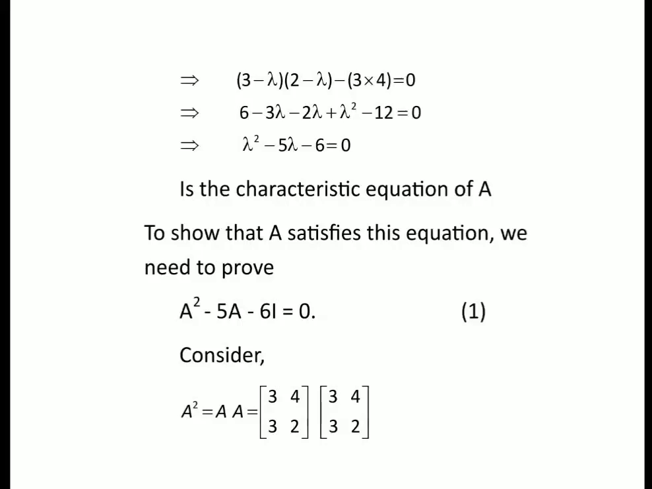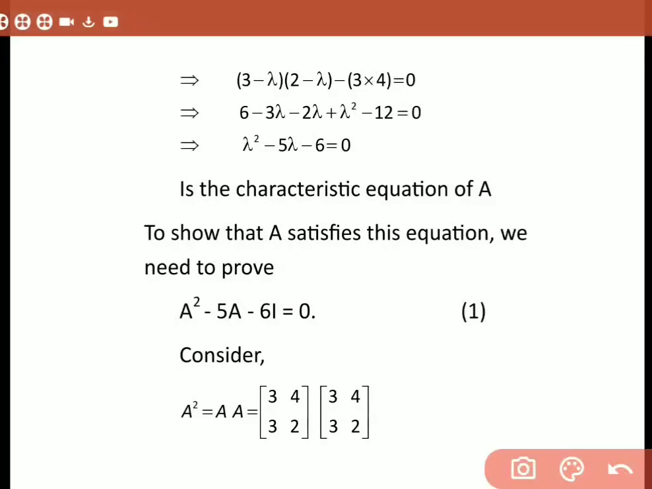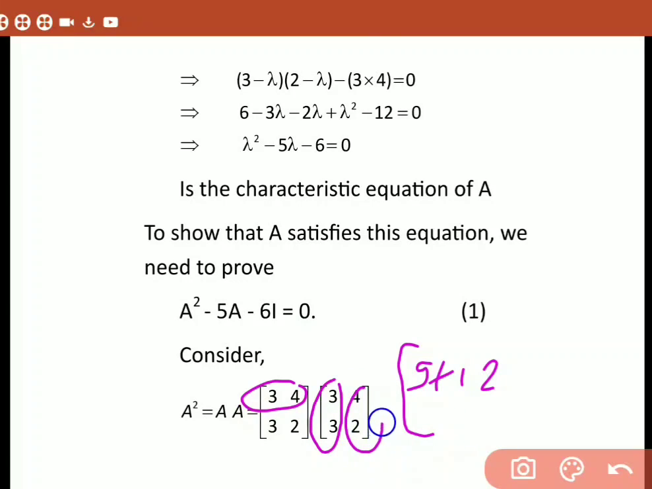For this, let us consider A square. A square is equal to A into A. You know how to find the product of these two matrices A into A. It is first row by first column. That is 3 into 3, which is 9, plus 4 into 3, which is 12. First element. Then the next element is first row into second column. Corresponding elements you have to multiply. 3 into 4, 12, plus 4 into 2, 8.